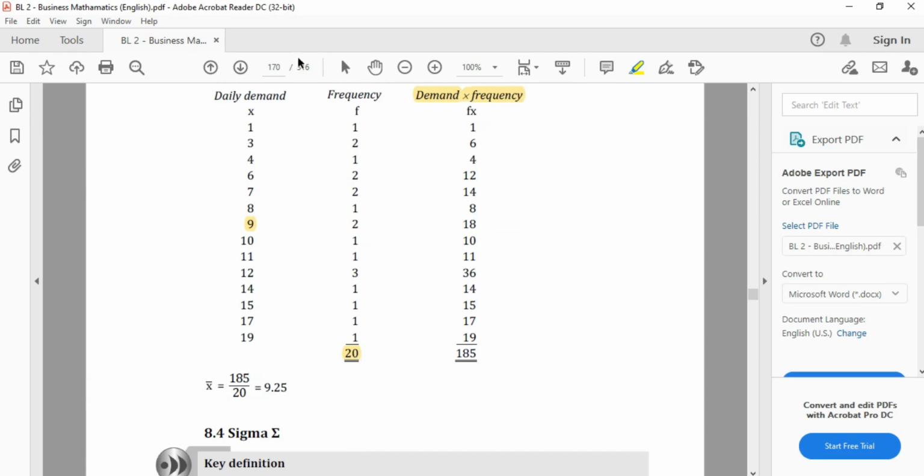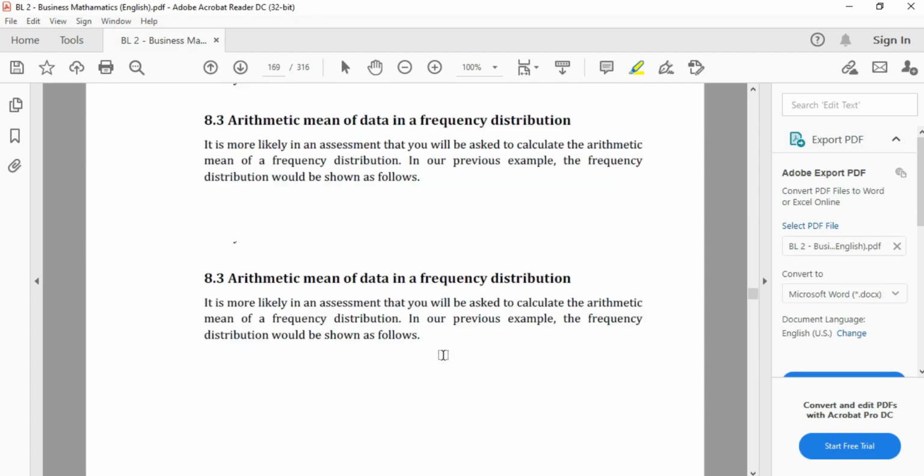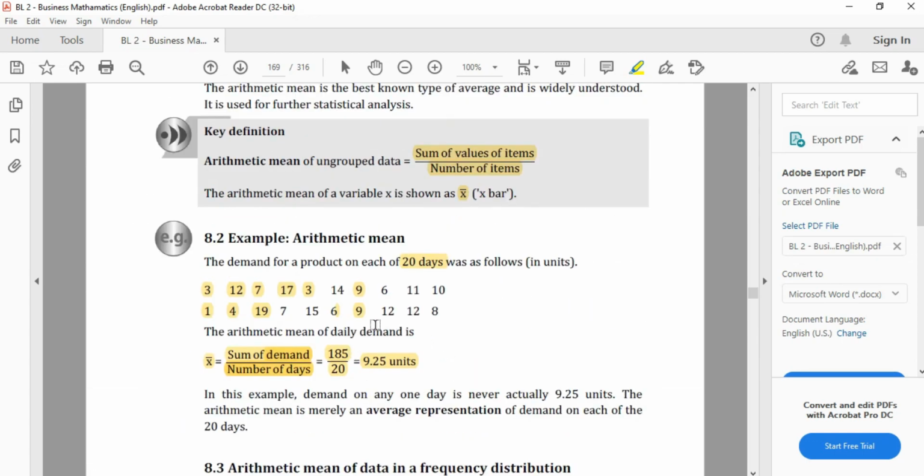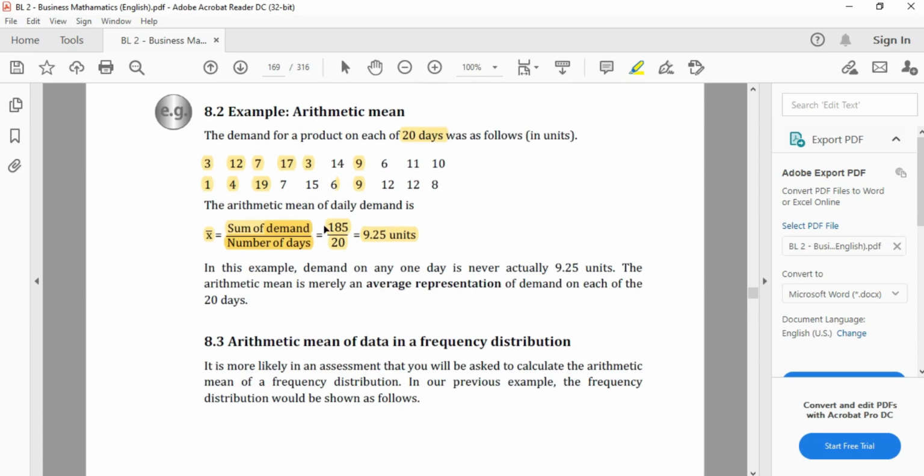Then next step is multiplying your demand with the frequency. You multiply 1 by 1 and get your fx value. They've named daily demand as x, frequency as f, demand into frequency as therefore fx. 1 into 1, 1. 3 into 2, 6. Why is that? What is this representing? The sum of the demand, isn't it? As you see here, 185.